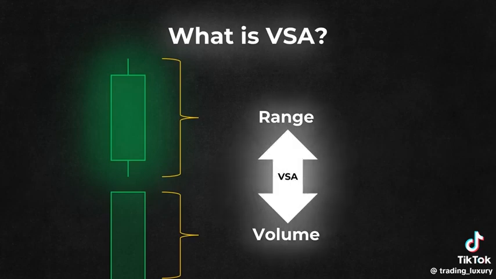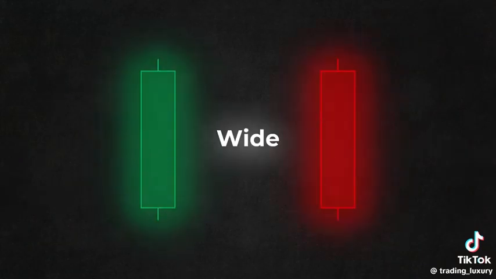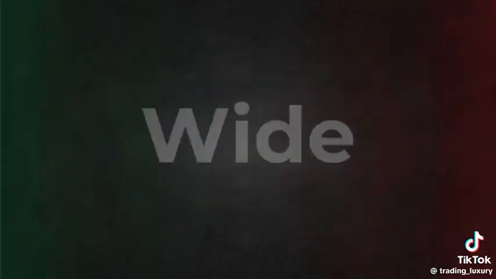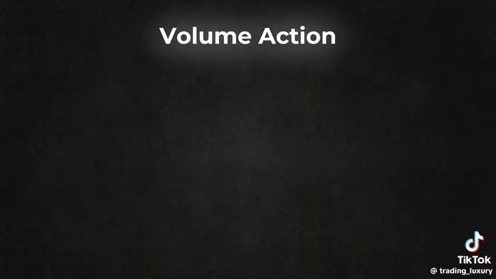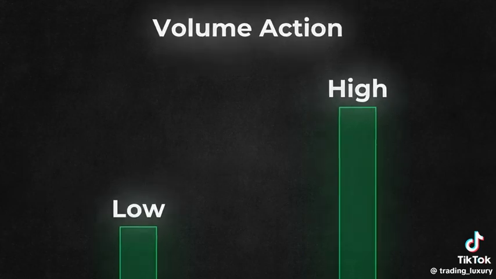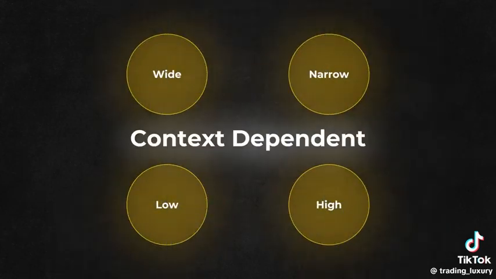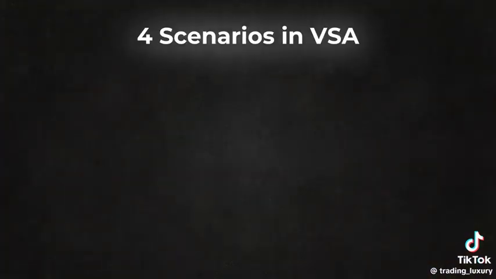The candle range can have two main forms. Candles can be narrow, like we can see in this illustration, or they can be wide, as we can see in this other illustration. Volume action, which is analyzed in the simple volume histogram in this case, also has two main forms. There is low volume and high volume. This classification of narrow, wide, low, and high depends on the context of what's happening around the candle being analyzed. This gives rise to four possible scenarios that have distinct interpretations.